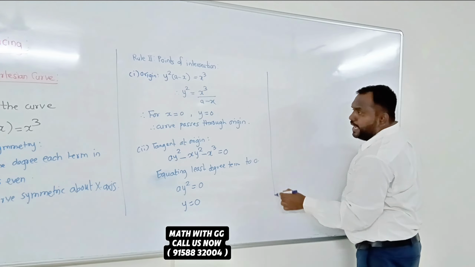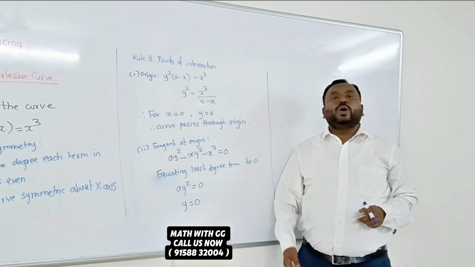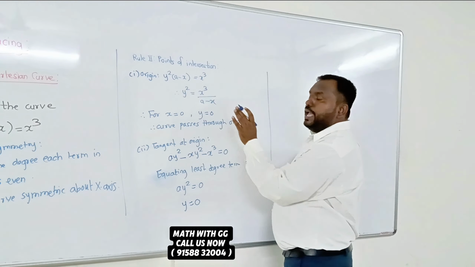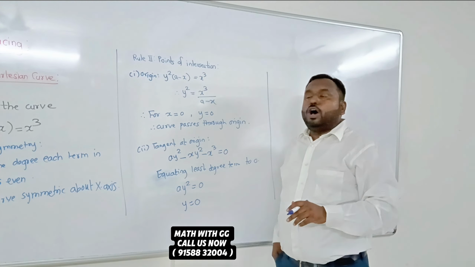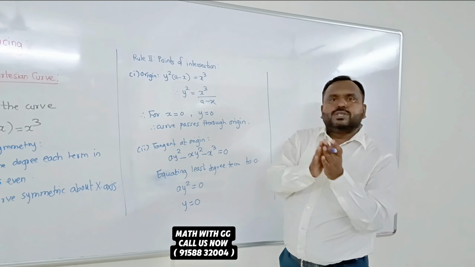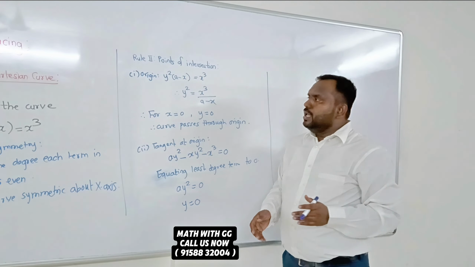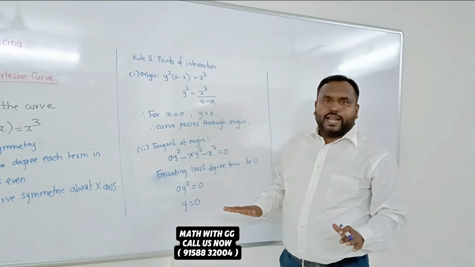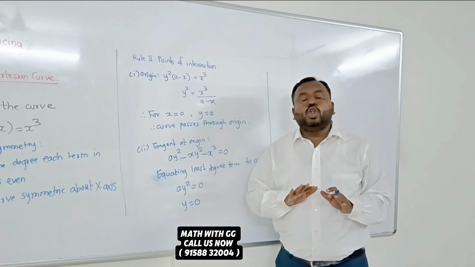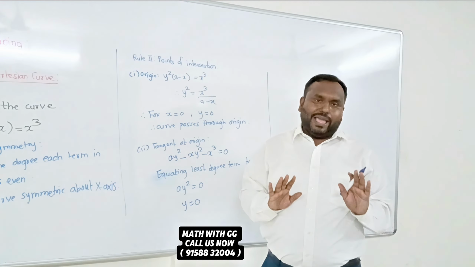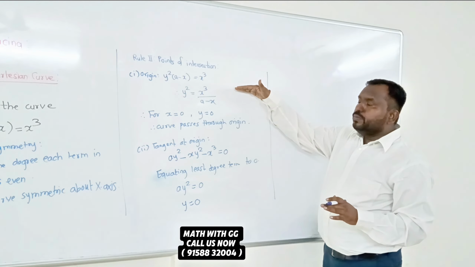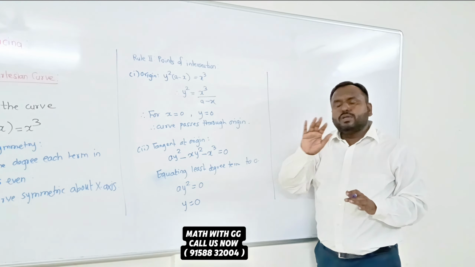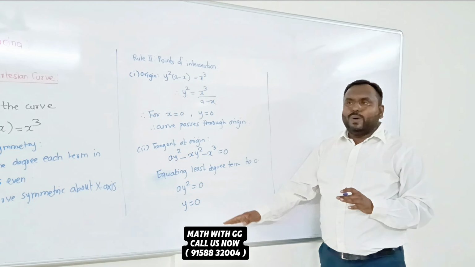Now we will also check whether the curve passes through any other point. If you look at the numerator, it does not have any term of the form some number minus x, or some number minus a term of x. Hence, the curve does not cut the x-axis or the y-axis. So, in rule 2, points of intersection, the curve passes through the origin, and the equation of the tangent at the origin is y equal to 0.